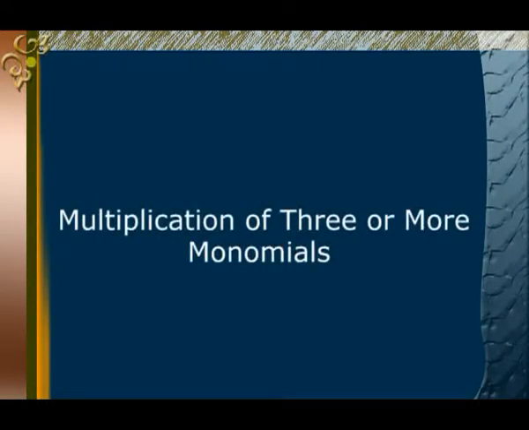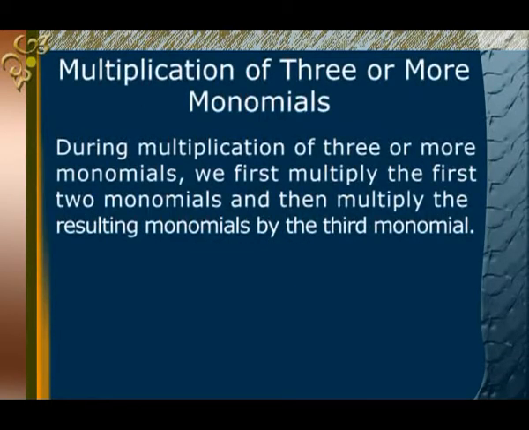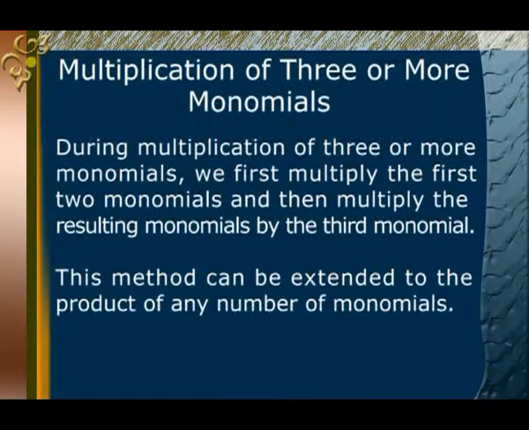Multiplication of three or more monomials. During multiplication of three or more monomials, we first multiply the first two monomials and then multiply the resulting monomial by the third monomial. This method can be extended to the product of any number of monomials.